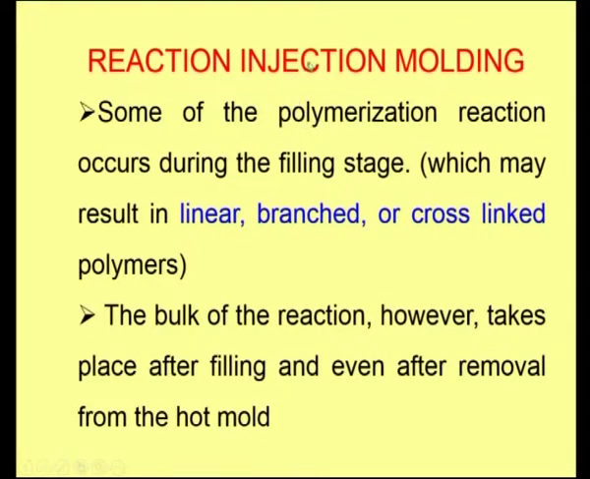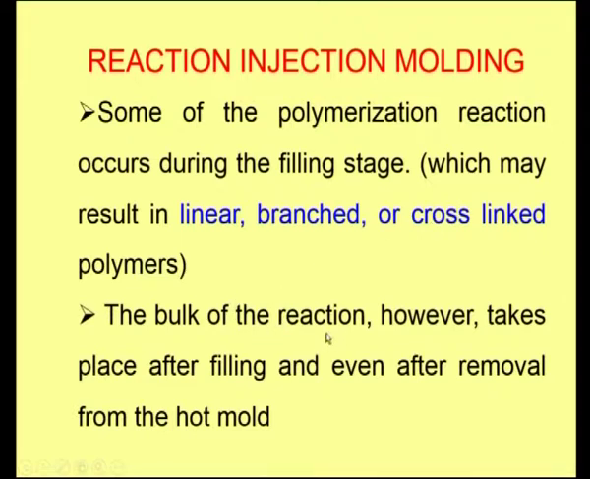Now during the process, some of the polymerization reaction will occur during the filling stage, that is when the mixed liquid systems, monomer 1 and monomer 2, are thoroughly mixed in the mixer and then filled in the mold. It takes some time because the cavity of the mold is large. So the filling takes more time, and during that time itself the polymerization would start. This would also result in a linear or a branched or a cross linked polymer.